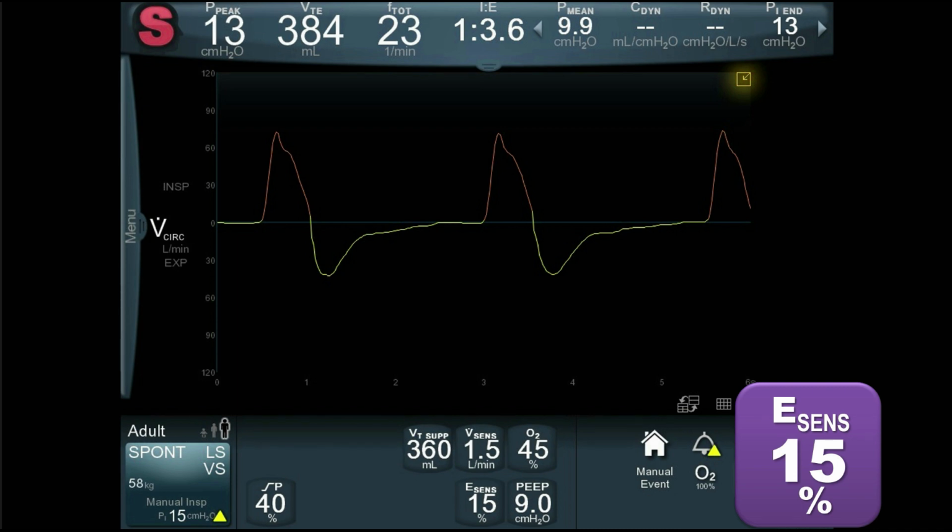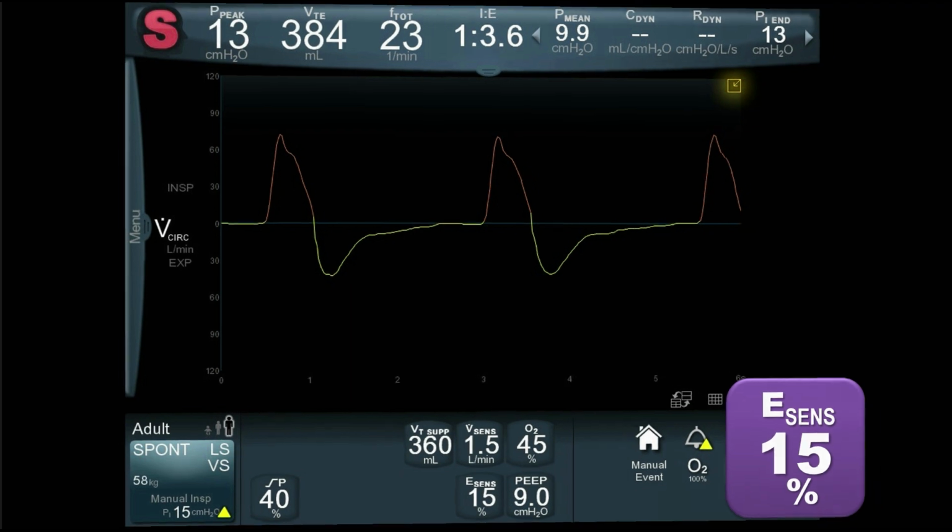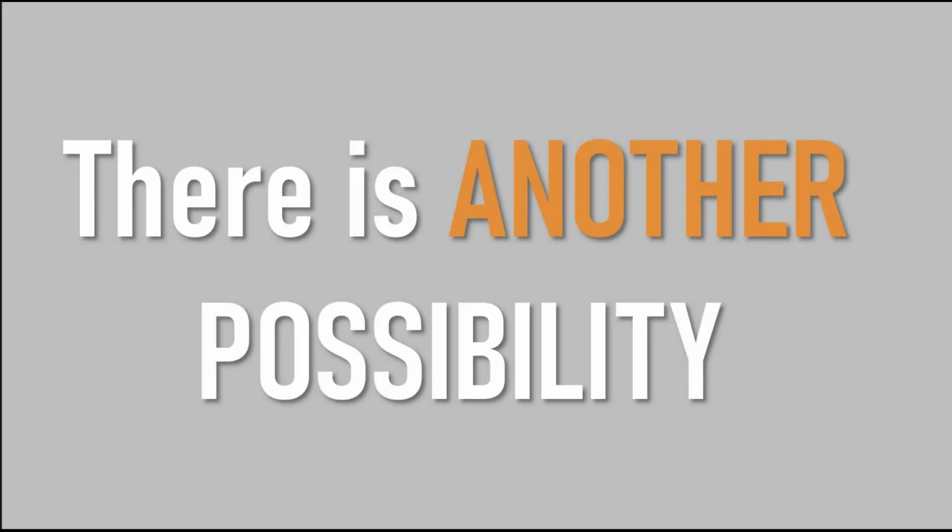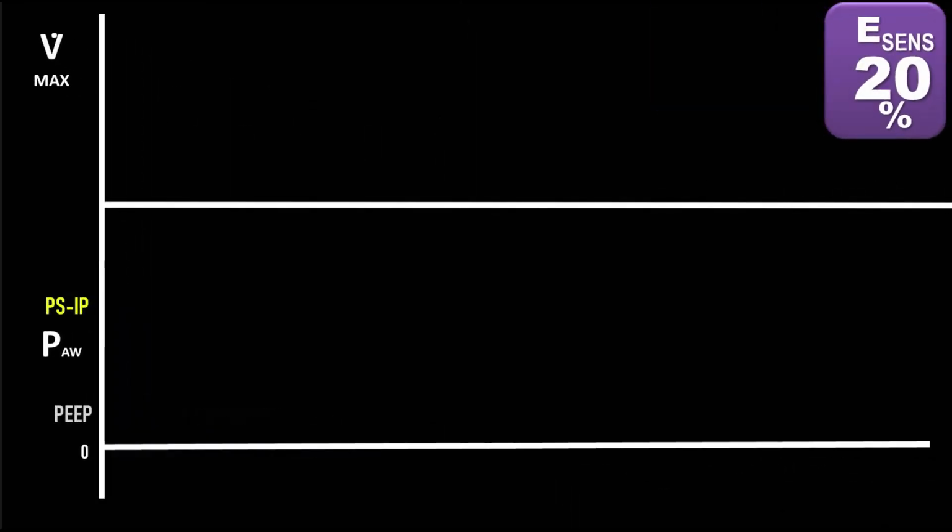The success of this approach is determined by the operator recognizing the problem, understanding that this patient's workload of breathing has increased, and you've got to sort that out for them. But it's important to understand that there is another possibility about what's going on here. And sometimes when you see the wibbly wobbly waveform, it's something completely different.